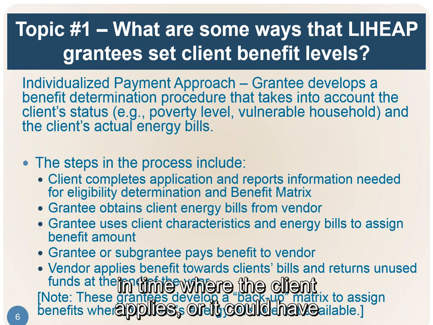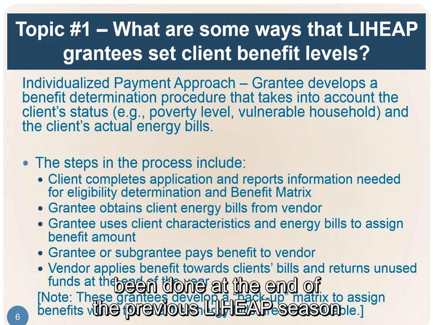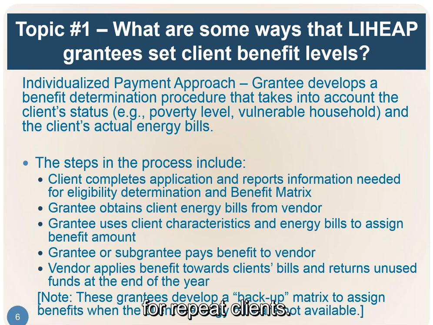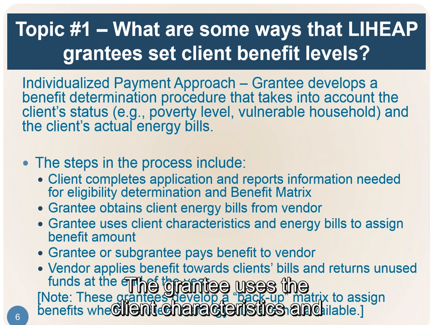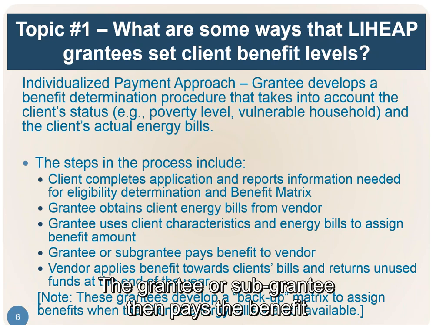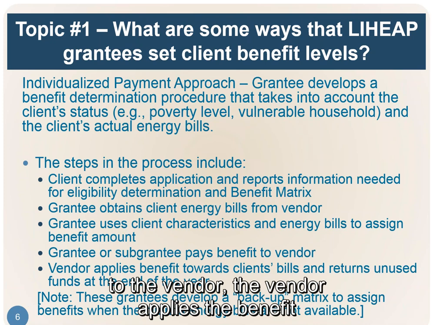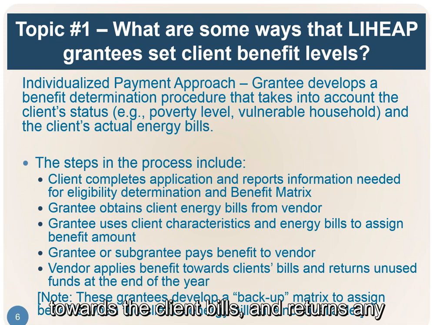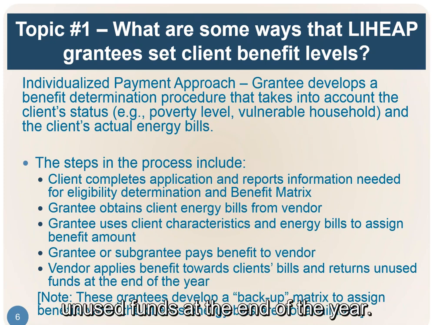The grantee obtains client energy bills from the vendor, and that can be done at the point in time where the client applies, or it could have been done at the end of the previous LIHEAP season for repeat clients. The grantee uses the client characteristics and the energy bills to assign a benefit amount. The grantee or sub-grantee then pays the benefit to the vendor. The vendor applies the benefit towards the client bills and returns any unused funds at the end of the year.